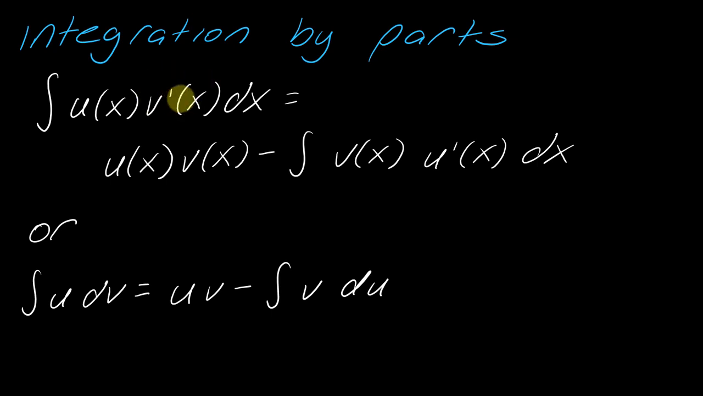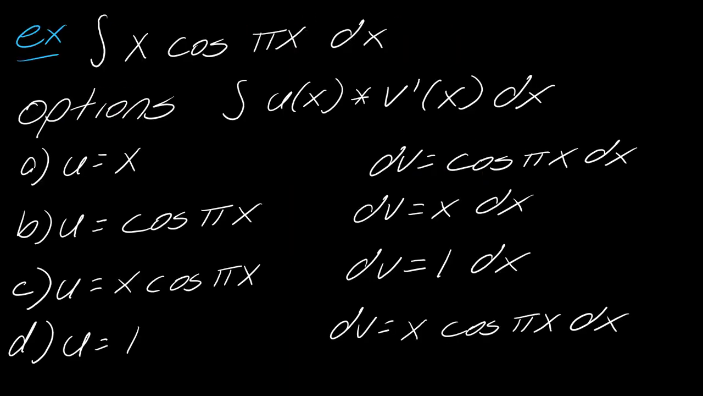I set this v prime, and notice that I have to eventually get v. So what this means is that I'm going to have to integrate whatever my v prime is. And for u, I have to take the derivative of u. That's baked into the formula. Going back to this, one of these options definitely does not make any sense. It's this option here, because if I have to integrate this x cosine pi x dx, that's literally what my integral is. This option makes no sense because I already don't know how to integrate this.